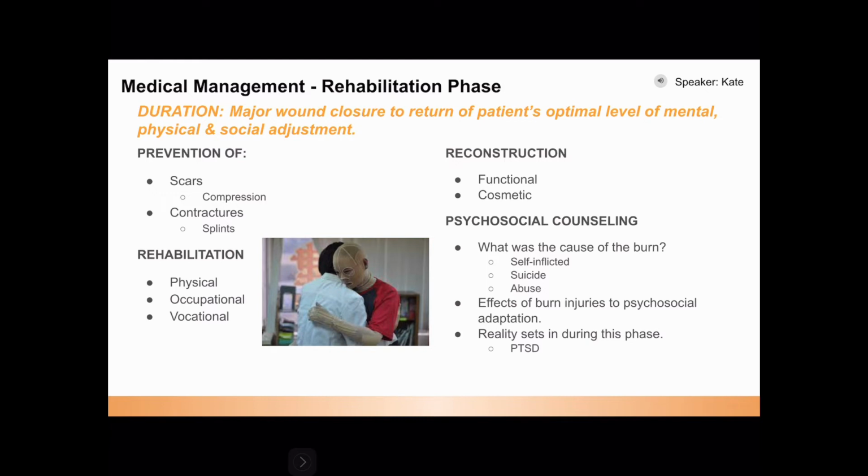PTSD is often suffered by burn victims along with grief and loss. Providing resources to help these patients is very important after they are released from the hospital and have to take the next steps into their own hands.